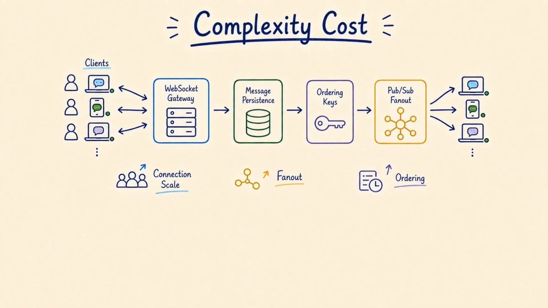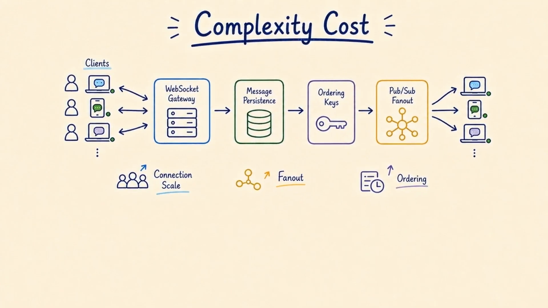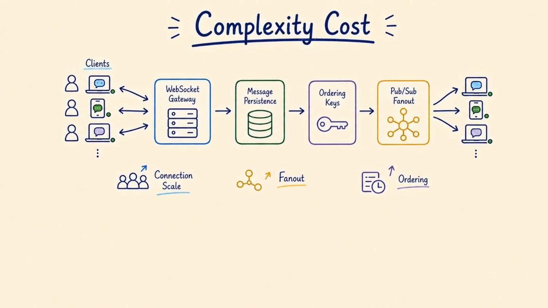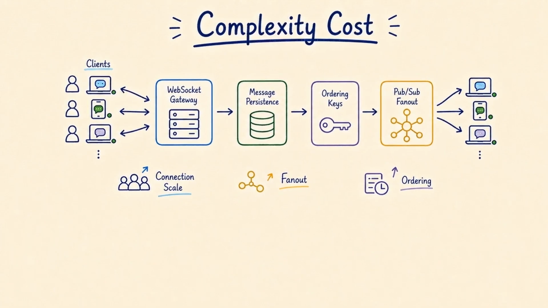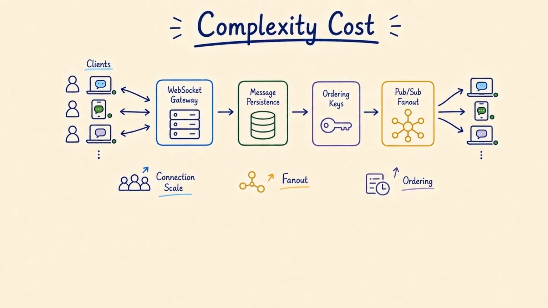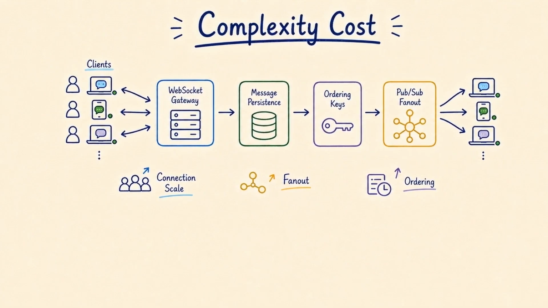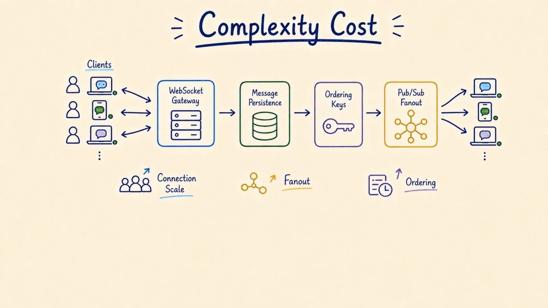But there is always a bill to pay. The cost of the stronger design is you now own connection scaling, fan-out strategy, ordering guarantees, and more operational state. That trade-off is the real system design conversation.